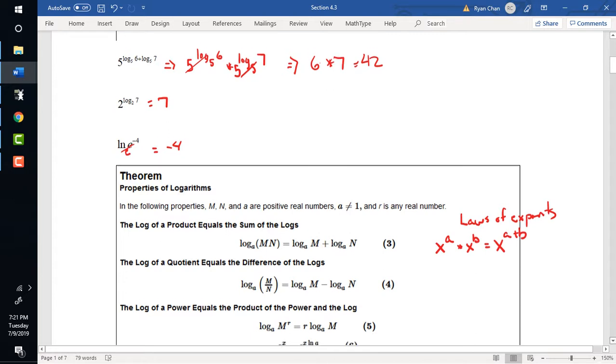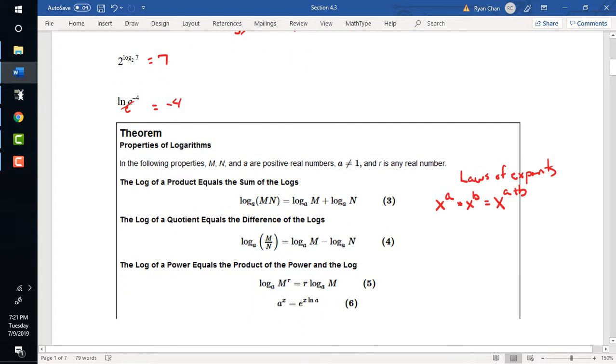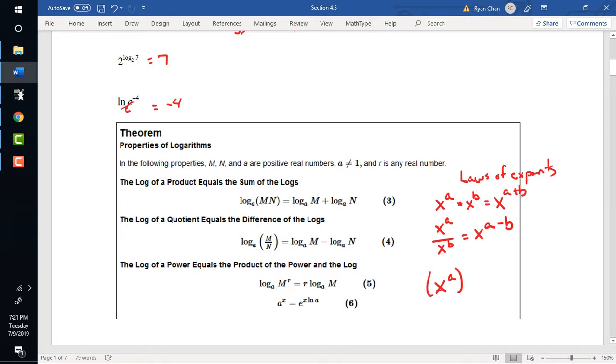Remember also with laws of exponents, if I have x to the a divided by x to the b, this will be x to the a minus b. Okay? And then also, if I have a power to a power, I will multiply them out. For the following.